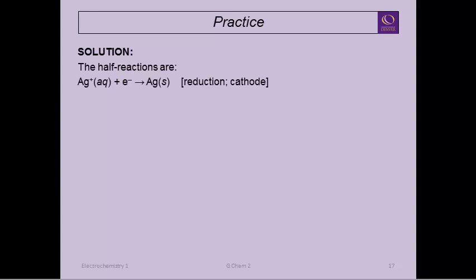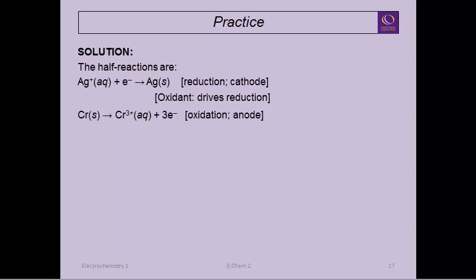Okay, so the half reactions for this are silver plus, it's gaining an electron, becoming silver, and that's reduction, so that must take place at the cathode. So this is called the oxidant. It drives reduction. So once again, the verb, it's undergoing reduction. The name of that is called an oxidant because it drives something else to go to reduction, but its name is called an oxidant. Or sometimes it's called an oxidizing agent.